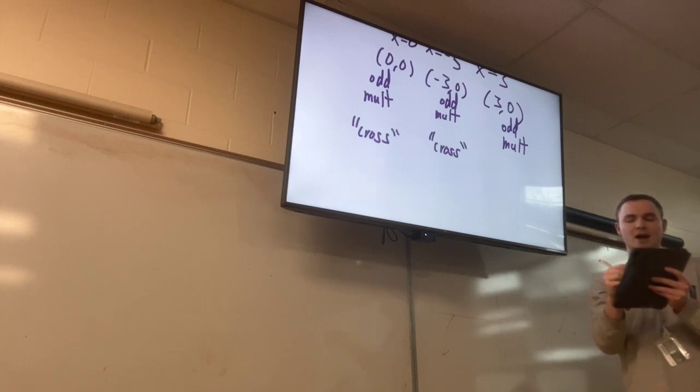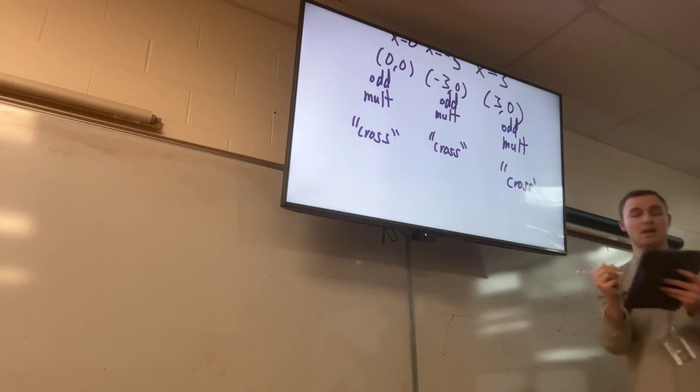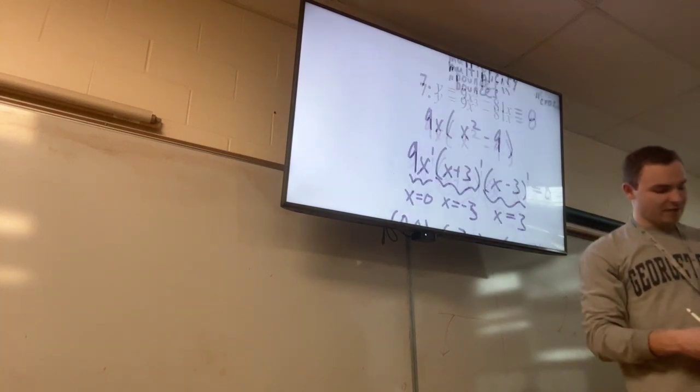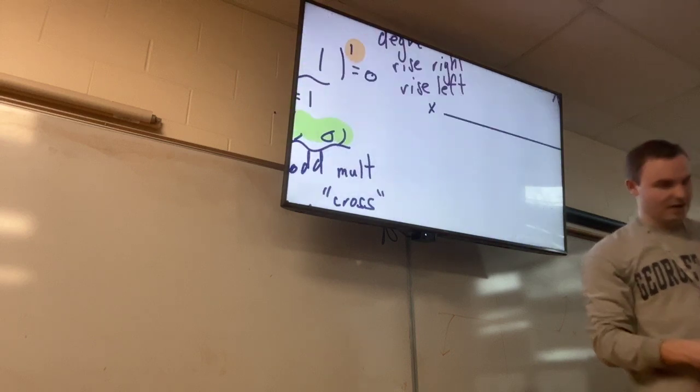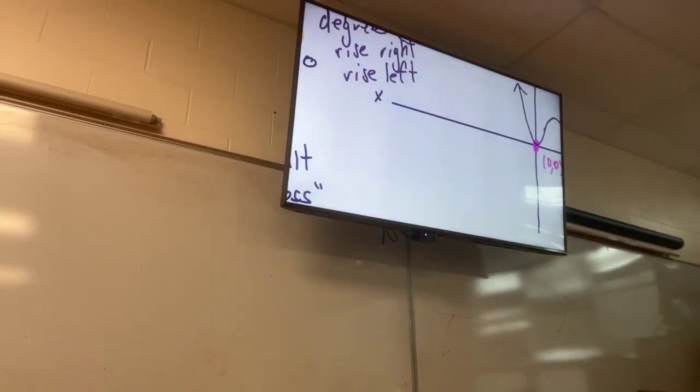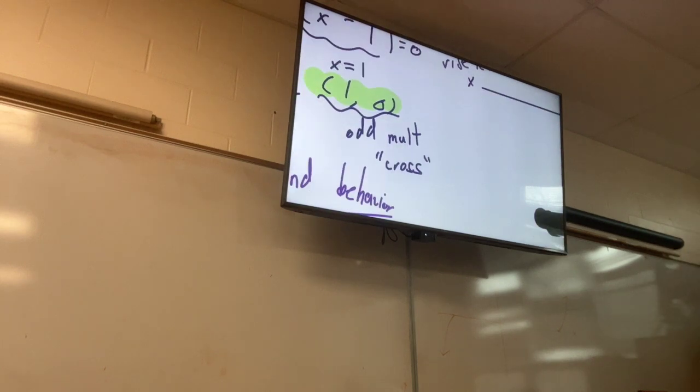Think, guys, here's a good mnemonic device. The last one bounced. Even multiplicity bounces. It bounced off of x equals 0. Bounce. So why does it not bounce this time? Because the multiplicity is odd.